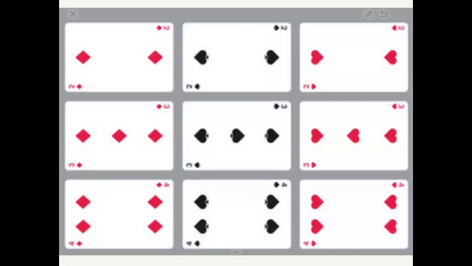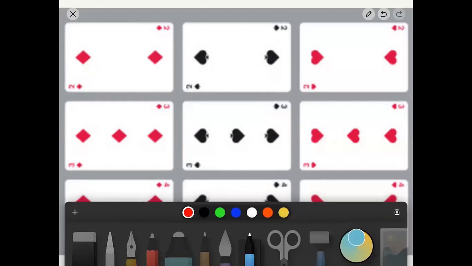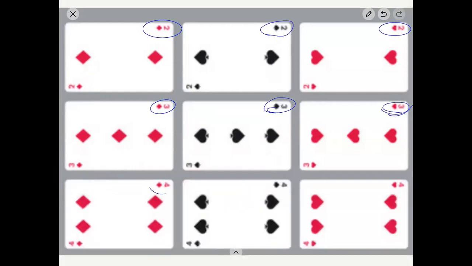Now, this is an example of three of a kind because I have 3 of the same cards. So in this example, I have the 2 of diamonds, 2 of spades, 2 of hearts. So that would be 3 of a kind. In the one below it, I have 3 of diamonds, 3 of spades, and 3 of hearts. So that would be 3 of a kind if I had those 3 cards. And this last one is 4 of diamonds, 4 of spades, 4 of hearts. So that would also qualify as 3 of a kind. If you have 3 of the same cards in your hand, that's considered 3 of a kind.